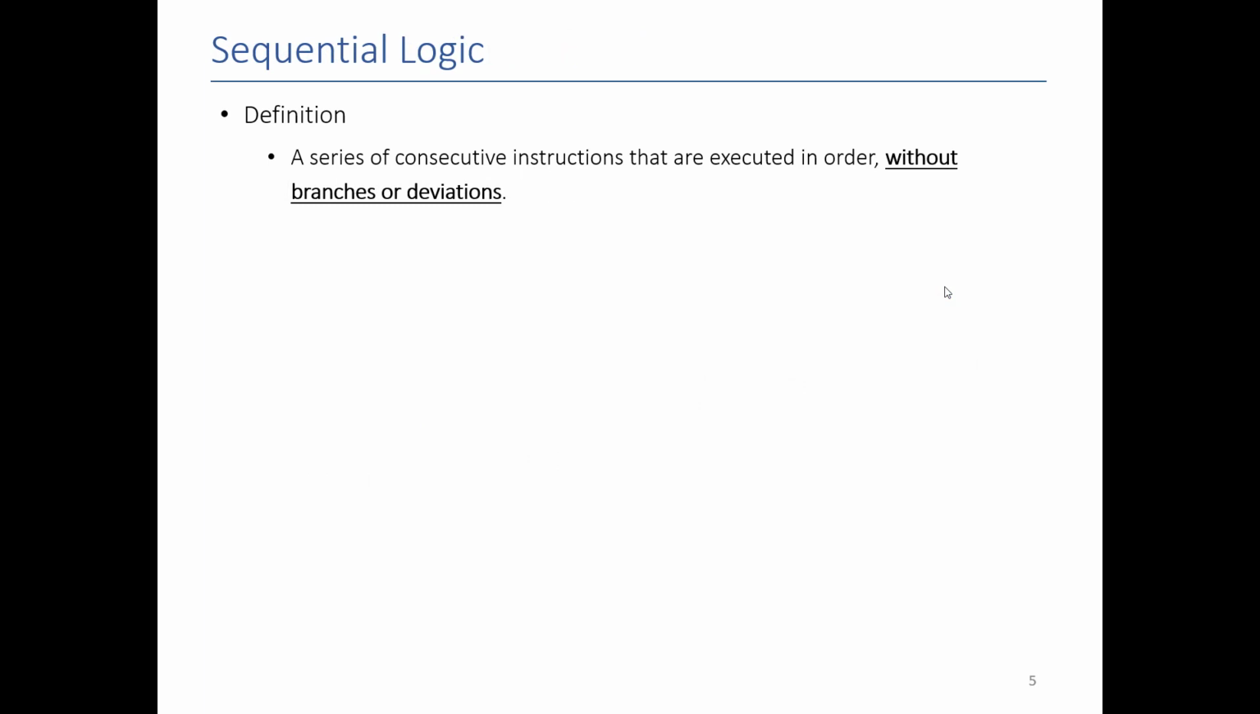In sequential logic, we're trying to write programs that can execute the same set of steps in order without any branches or deviations. The idea is that there's no decisions that need to be made, it's just perform this set of steps to get from A to B.